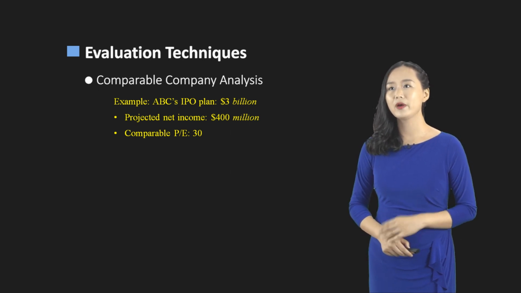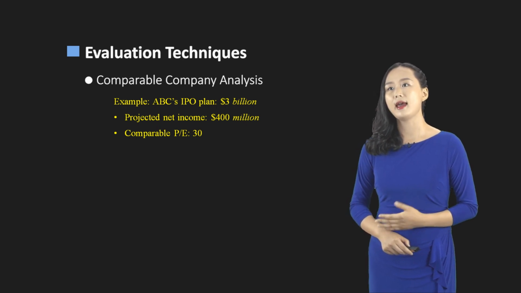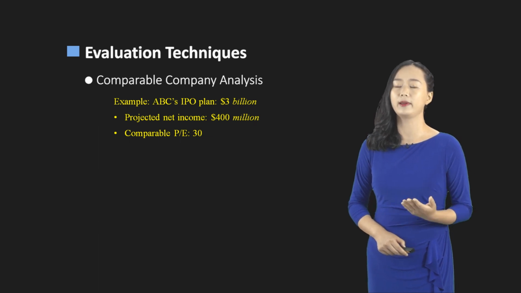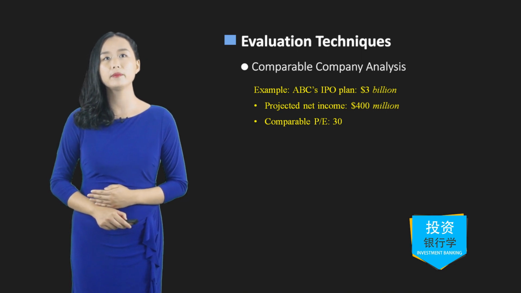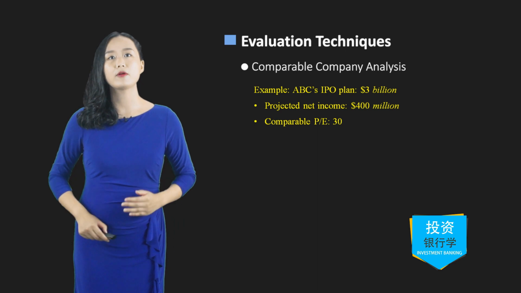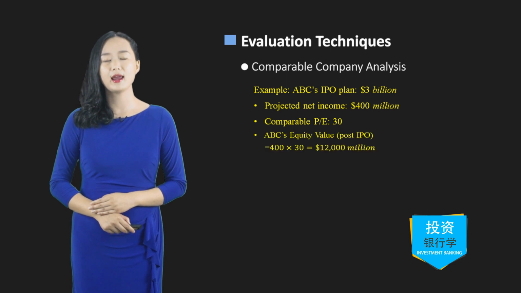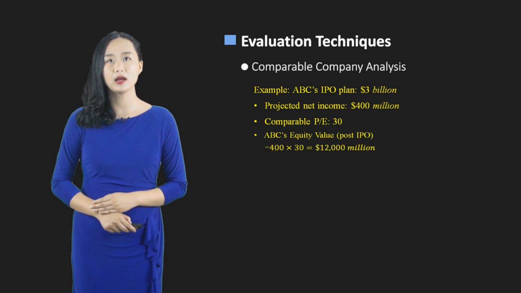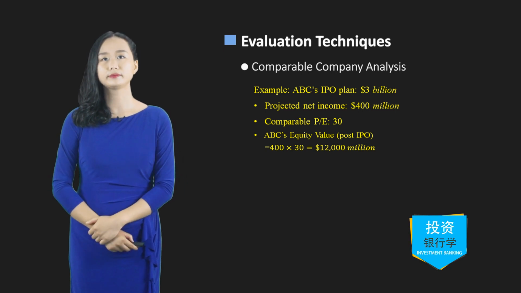The raised fund will be used to help company ABC finance its core business and help the company expand its business globally. Company ABC is projected to generate net income of $400 million in its last financial year after IPO, and the P/E ratio of comparable companies is 30. The equity value of company ABC should equal net income projection multiplied by P/E ratio and equal $12 billion post-IPO.